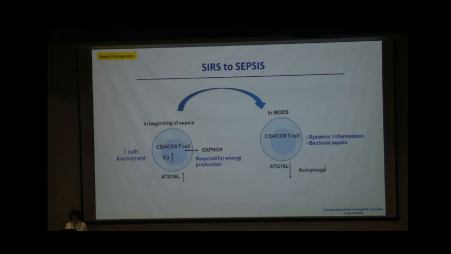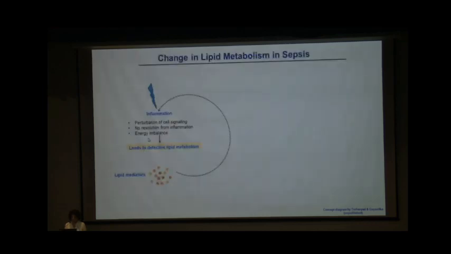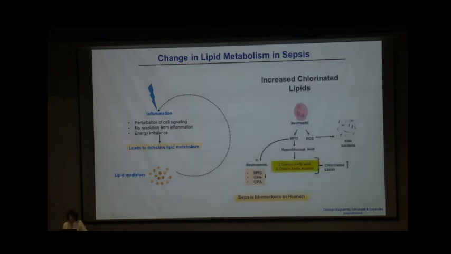Now, changes in the lipid metabolism and inflammation lead to perturbation of cell signaling. There is no response to the inflammation and energy imbalance, which creates defective lipid metabolism. Mediators are secreted. What are the lipid mediators? Increased chlorinated lipids. In fact, chlorinated lipids are becoming a marker of sepsis, one of these.